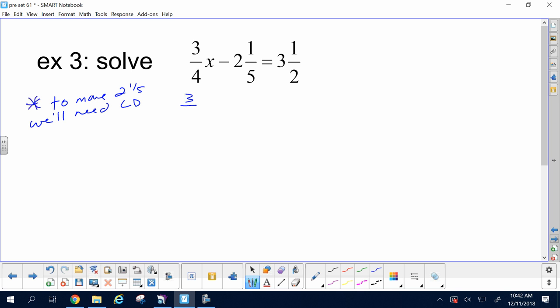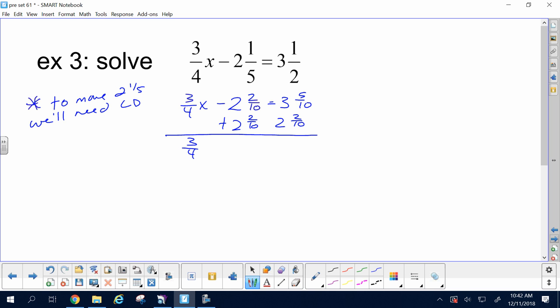What is the common denominator between fifths and halves? Ten. So minus 2 1/5 becomes minus 2 2/10. And 3 1/2 becomes 3 5/10. Now when I go to move stuff in my algebra, I wouldn't have to go up to the side and do scratch work. It'll be all set up in my equation.